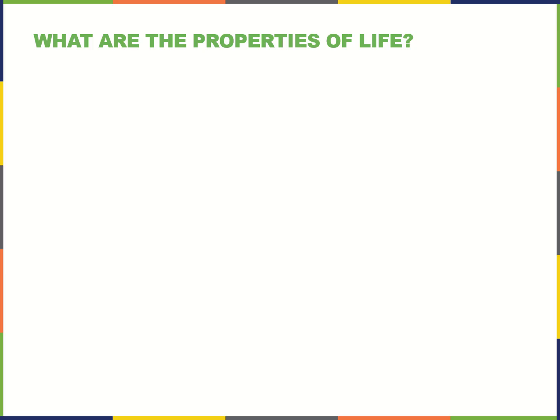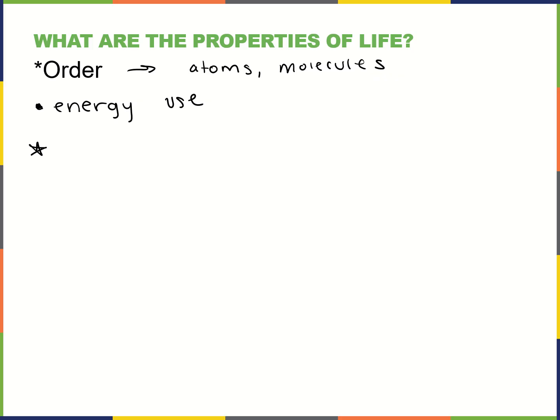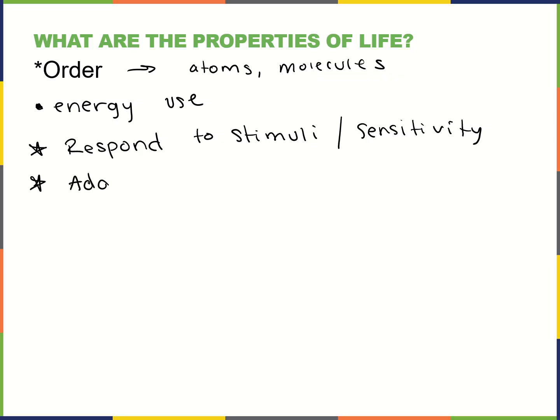What are the properties of life? The properties of life, the things that make something living. Order. There has to be order to it, and we will talk a little bit about that order in a minute. Energy use. It must have some ability to respond to stimuli, to feel something and respond to it. What else? It must be able to adapt. Reproduce. Maybe not must, but must have the capacity or ability to possibly reproduce.